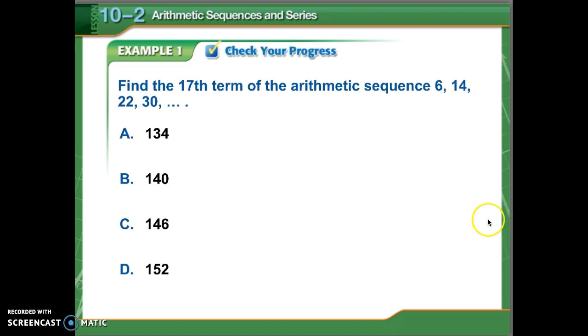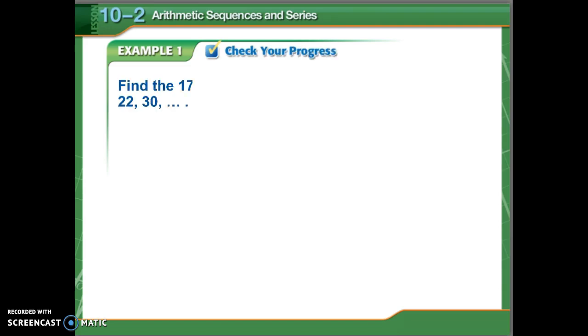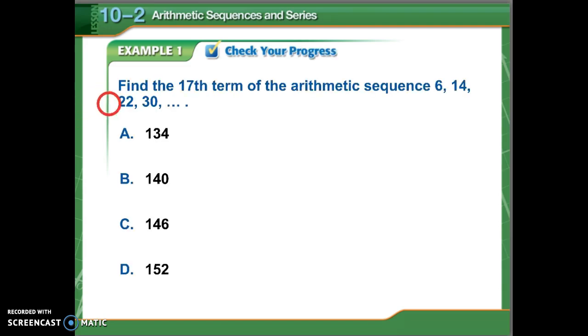All right, here's one to check your progress. Go ahead and pause the video. You're looking for the 17th term for the sequence 6, 14, 22, 30. We're going to head on to the next slide to see the answer, but make sure you pause the video and try to work this out yourself first. And the answer for this problem is A, 134.